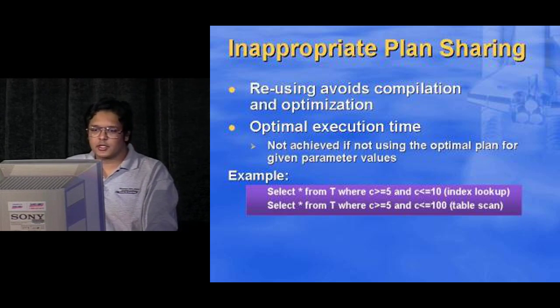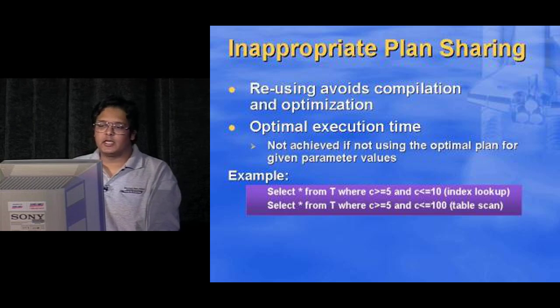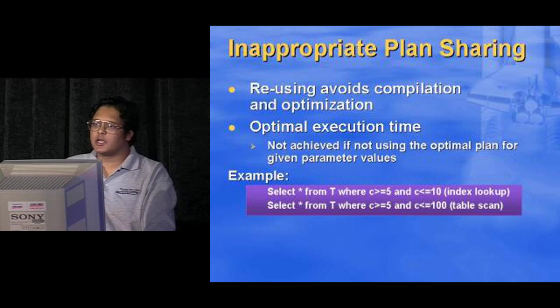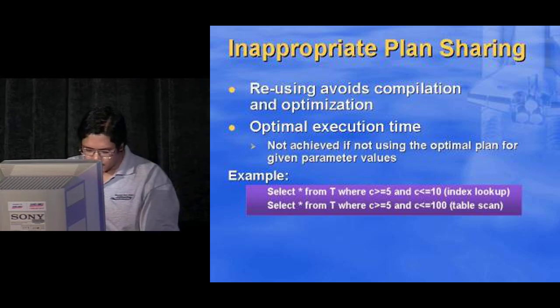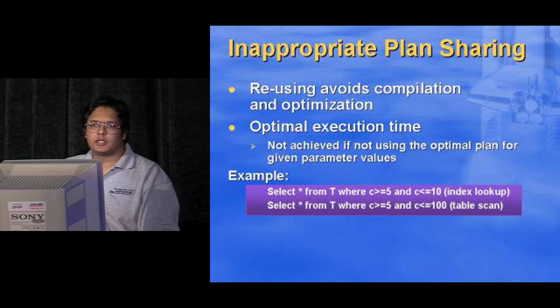So take a look at this example where in the first case you might do an index lookup, and depending on the data distribution, in the second statement, you might do a table scan. So the optimal plans are not there. This is a responsibility that the developer takes when parameterizing.